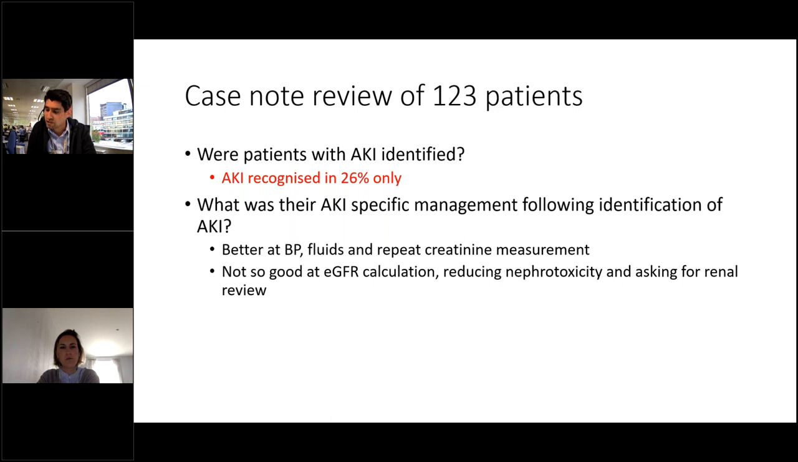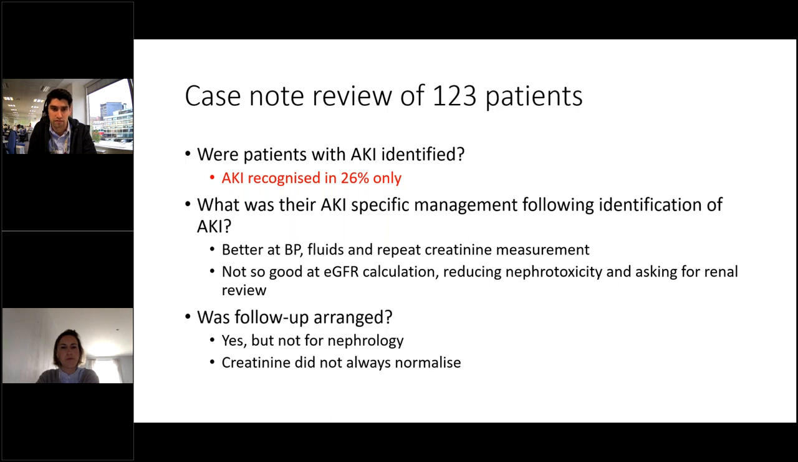However, one thing that we're never good at, even when we do recognize AKI, is documenting what an eGFR is, so trying to calculate that using the Schwartz formula. And we're still not very good at reducing nephrotoxic medications, even when we recognize an AKI. And also not very good at asking for renal support. So something that can also help improve these aspects of acute kidney injury management is trying to get more nephrologists involved. And also another question we had to ask was, was follow-up arranged?